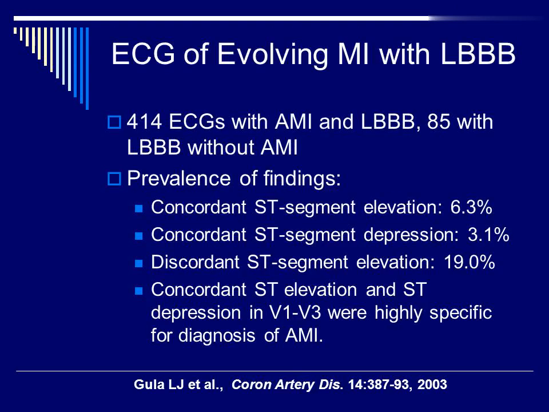ECG of evolving MI with LBBB. 414 ECGs with AMI and LBBB, 85 with LBBB without AMI. Prevalence of findings: concordant ST segment elevation, 6.3%. Concordant ST segment depression, 3.1%. Discordant ST segment elevation, 19.0%. Concordant ST elevation and ST depression in V1 to V3 were highly specific for diagnosis of AMI. Gula LJ et al., Coronary Artery Disease, 14:387-93, 2003.